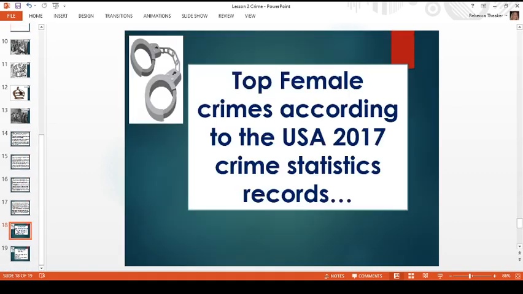Okay, last thing, little plenary before we go. So what do you think were the top female crimes committed in the United States of America in 2017 in comparison to their crime statistics records? So if you can, bullet point, what do you think are the top 3 crimes committed by women in the USA in 2017?